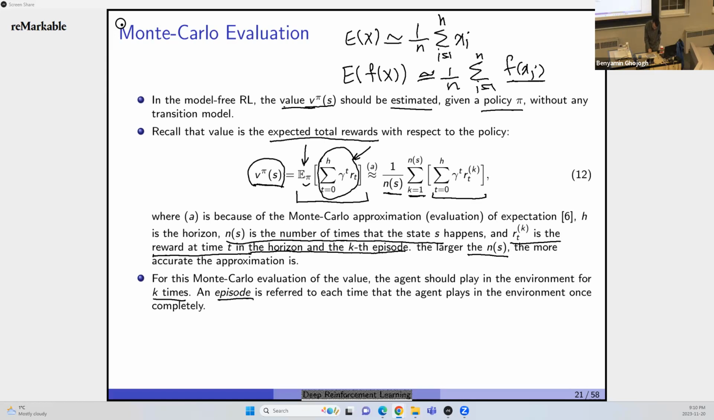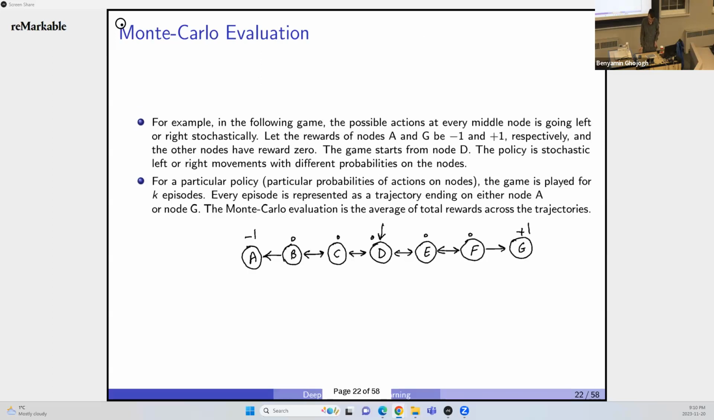An episode, as I said, is once we play the game completely. By the way, again, it depends on how you define it. Either you define the episodes until the end of the game, or some people consider it as a window. It doesn't matter. Okay.